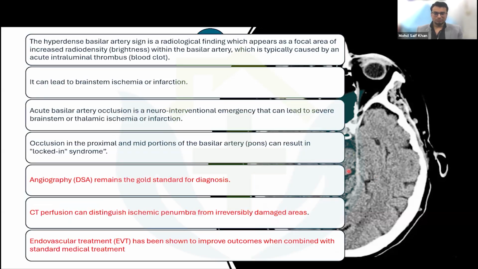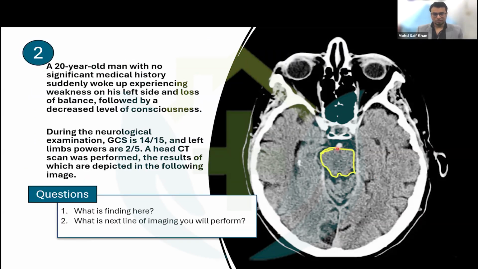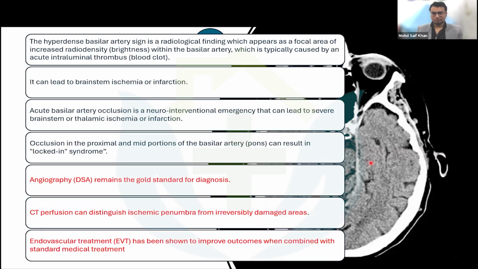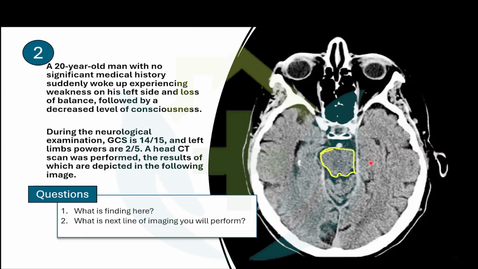This is the hyperdense basilar artery sign, which appears as a focal area of increased density within the basilar artery, as I showed you here. This is your basilar artery, which is hyperdense, and hypodense cortex. Basically this is a case of acute basilar artery occlusion, and it can lead to locked-in syndrome later.